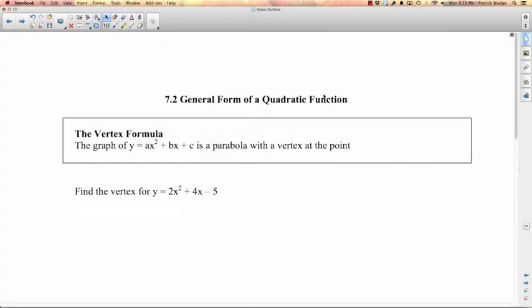Section 7.2 is called General Form of a Quadratic Function. So we better talk about what general form is. But first, let's review the form we've already talked about. We've talked about standard form. Now, standard form is also called vertex form by some people.